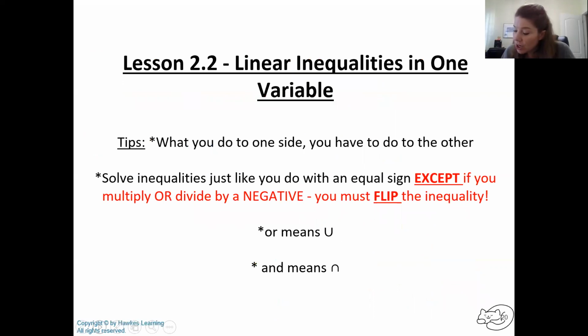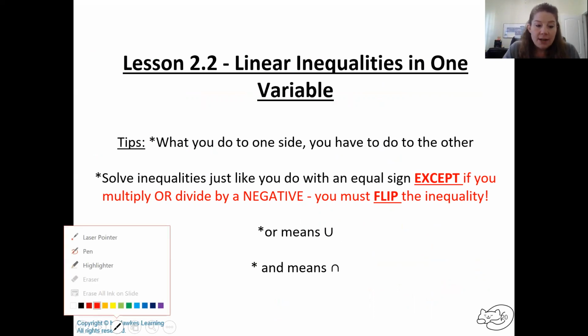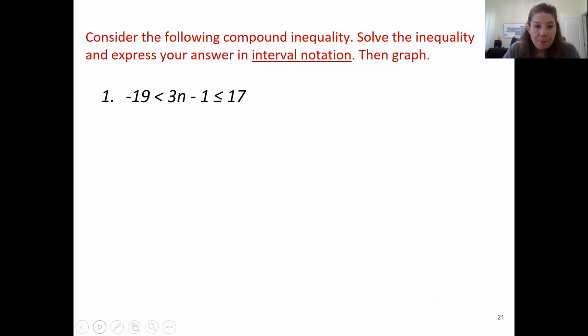And now we're moving on to 2.2. These are inequalities. So we've been practicing solving equations. Now we're solving inequalities with greater and less than symbols. So it says, what you do to one side, you do to the other. We know that. Solve inequalities just like you do with an equal sign, except there's one big exception. When you multiply or divide by a negative number, you flip your inequality sign. All right, so here we go.